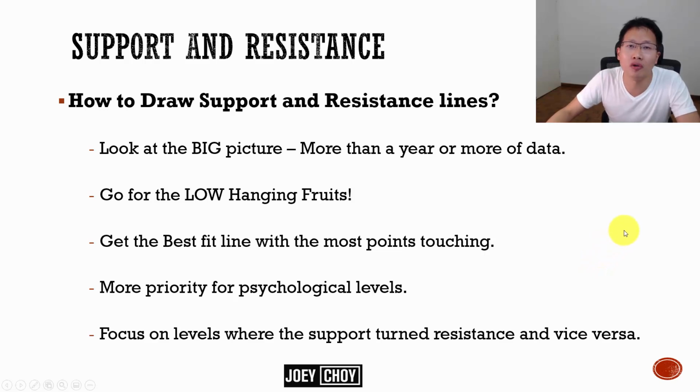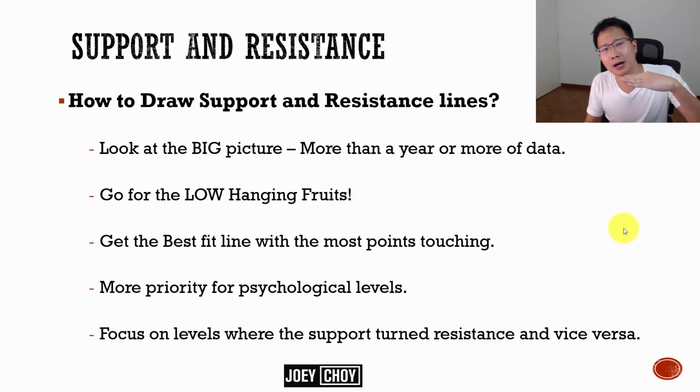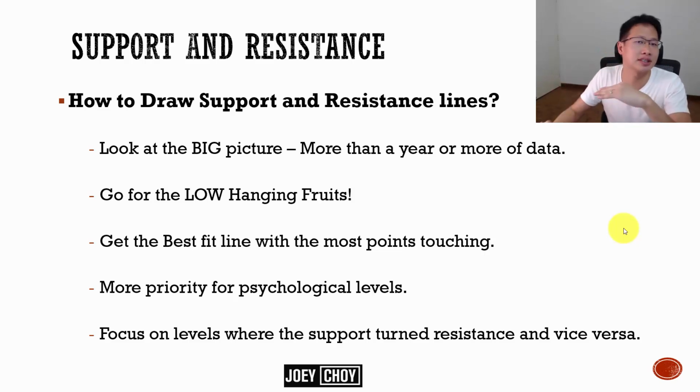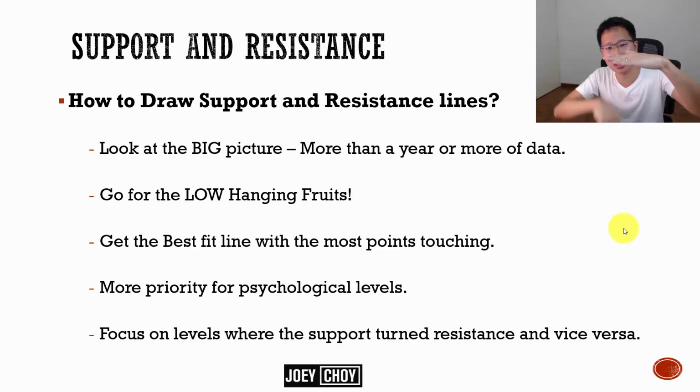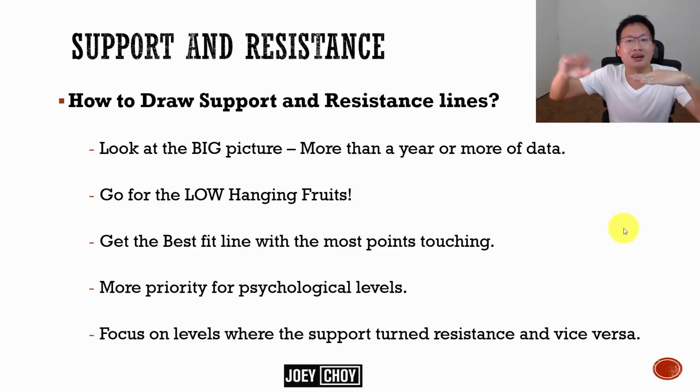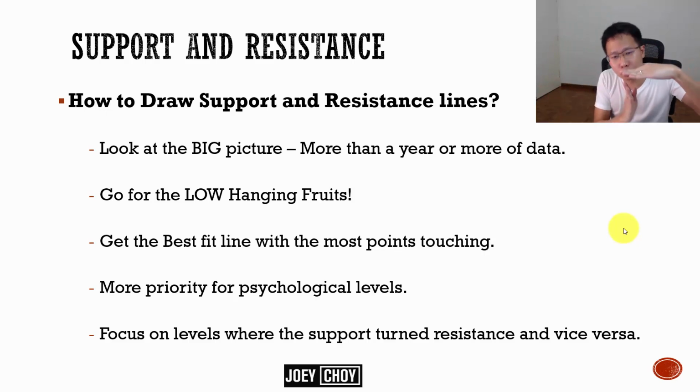Next, we want to focus on levels whereby the support turns resistance and vice versa, right? So what happens is this: when we see a resistance level, as I say, a resistance level is where it touches, it comes back down, touches, comes back down. That is a resistance. But if we were to break this resistance, right? This resistance is like a ceiling, all right? So if we were to break this resistance, it will now become the support, right?